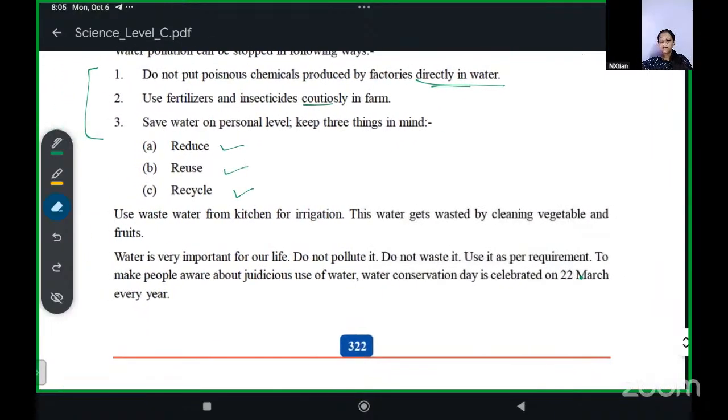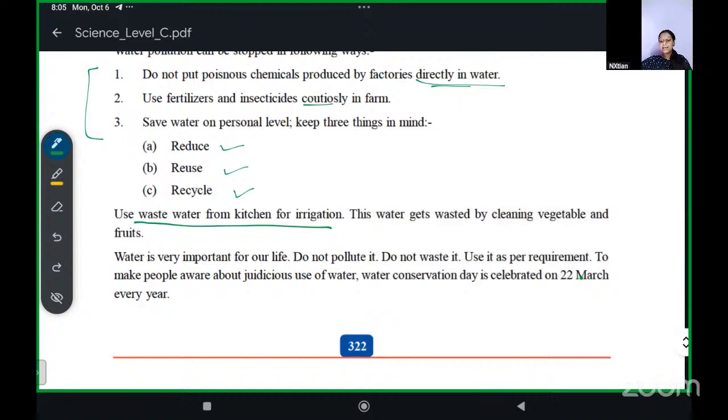What is reuse? Reusing the water. For example, use wastewater from the kitchen for irrigation. If in the kitchen you washed vegetables with some water, after washing you can take that water and water the plants. This is what my grandma really encourages us to do all the time: you wash the vegetables, now take that water and put it in the plants. So this is reuse of water.